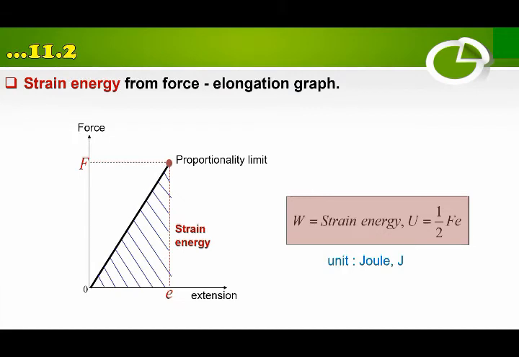To explain the strain energy from the force versus elongation graph, let's consider a wire which is stretched by a force F. Work is done on the wire, or elastic potential energy is stored in the wire. From the graph of force versus extension until the proportionality limit, the work done or the strain energy is represented by the area under the graph. Because of that, the strain energy equation is given by half Fe. The unit for the strain energy is joule.